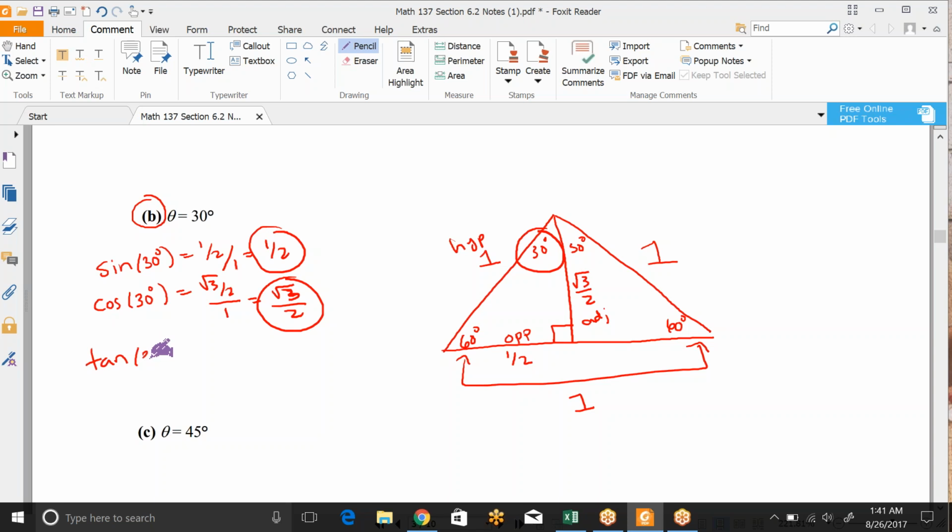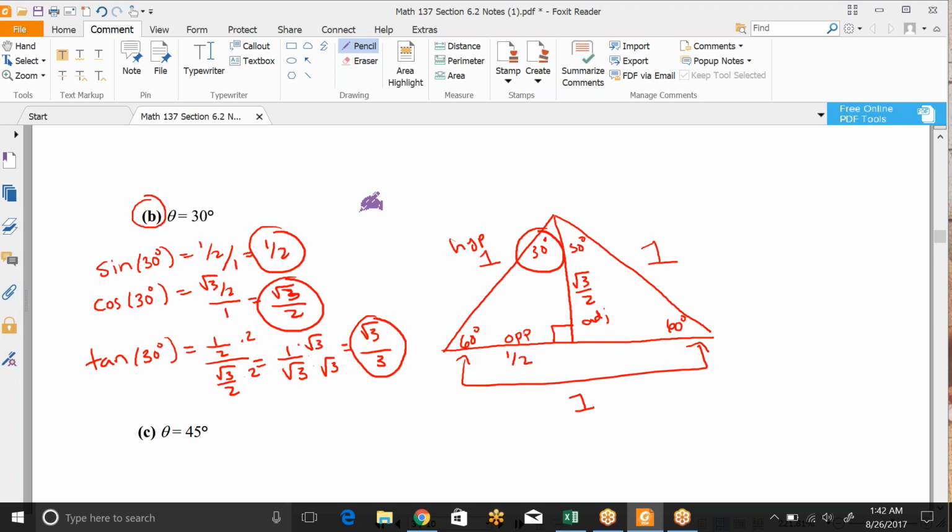Tangent of 30 degrees is opposite over adjacent. And then we would take this and multiply top and bottom by 2. We get 1 over the square root of 3, and then we would rationalize that. So that is square root of 3 over 3.